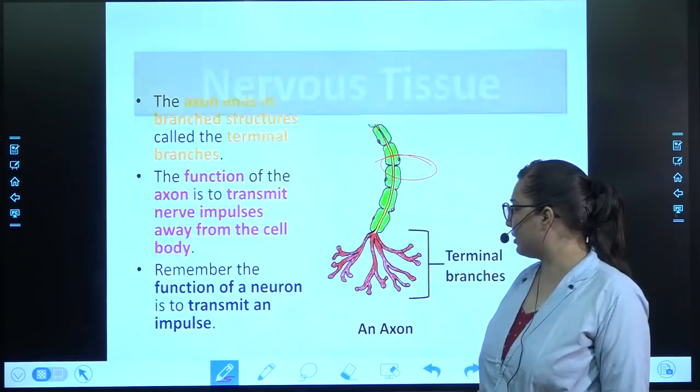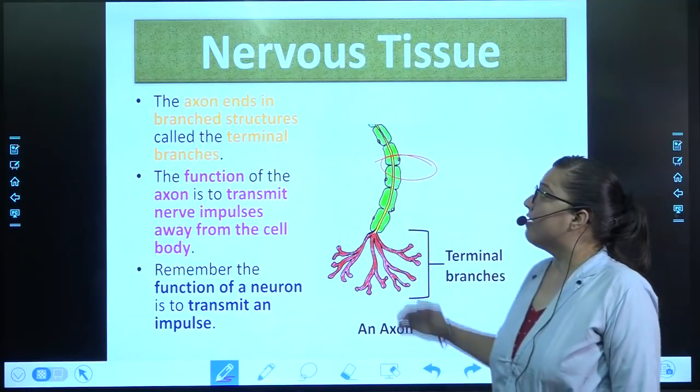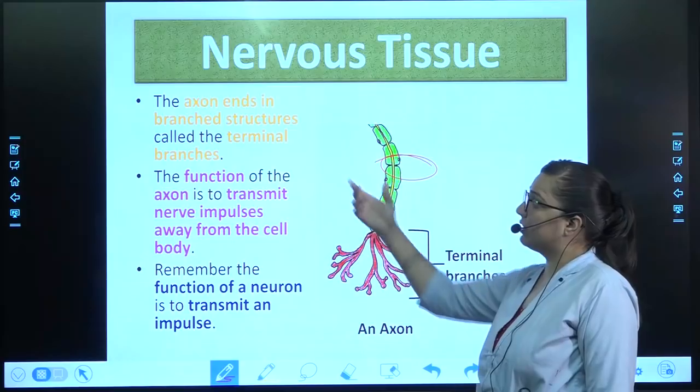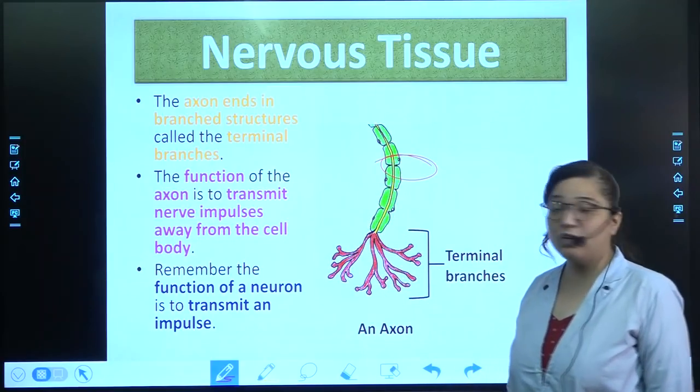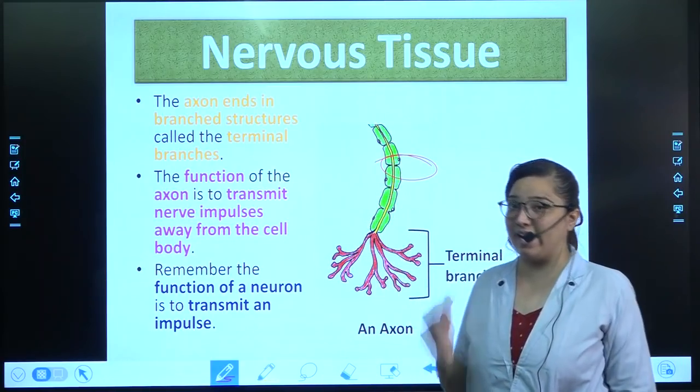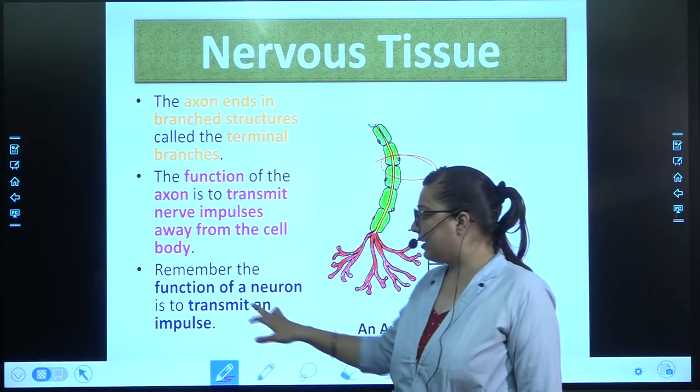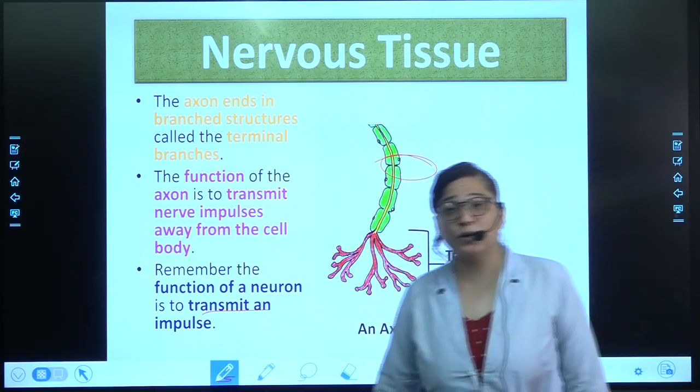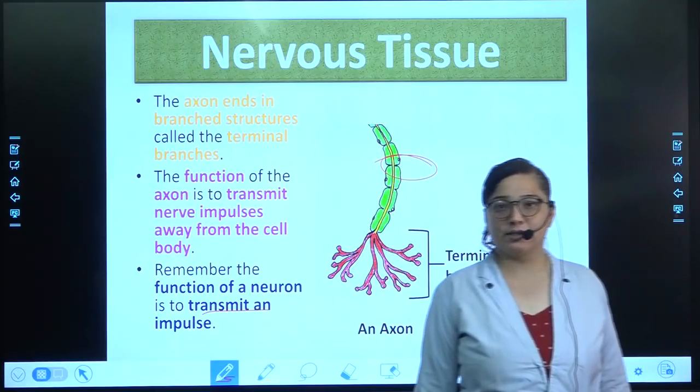Now the next, the terminals. Where the axon is ending, what is it? The terminal branches. What will they do? They will transmit impulse to the next cell body. And how will they transfer it? In the form of an impulse.